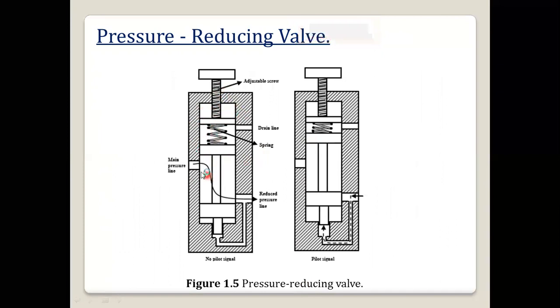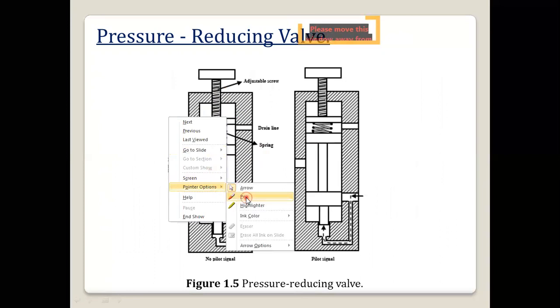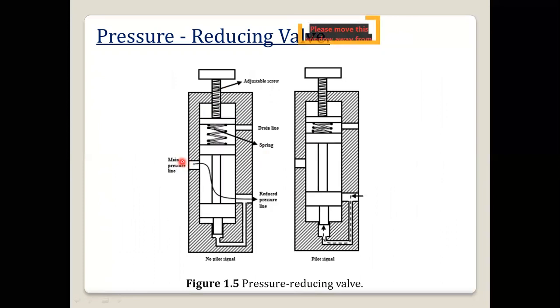So this is the diagram. Here we can see the main pressure line, this is the reduced pressure line, and this is the drain line. Suppose when the pressure is below the valve setting, then the flow will pass from the main pressure line to the reduced pressure line.